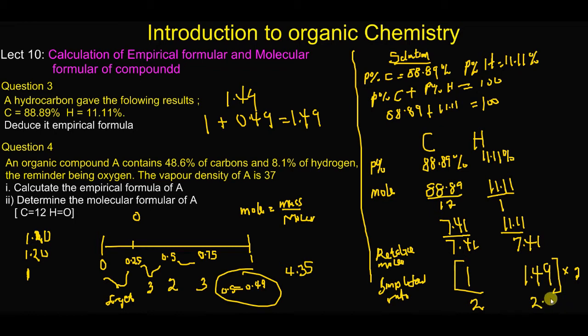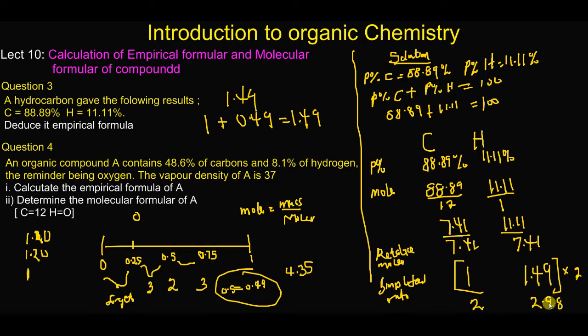So you are going to get 2.98. When you multiply everything times 2, you get 2.98. And then from here you can do your simple thing. So here you can see carbon becomes exactly 2, and then here becomes what?